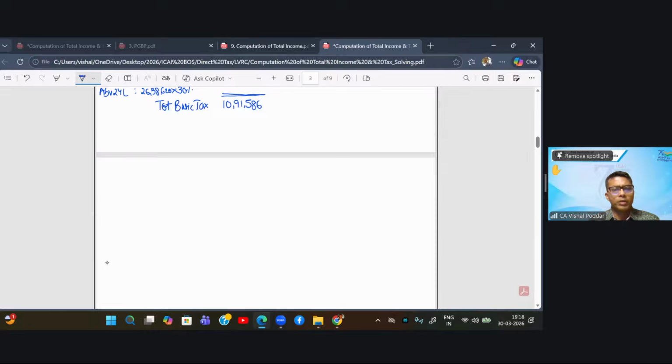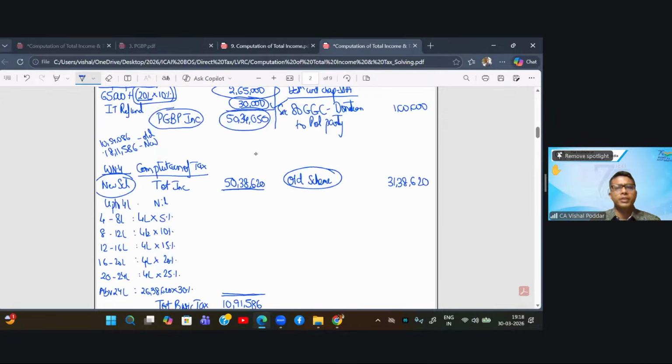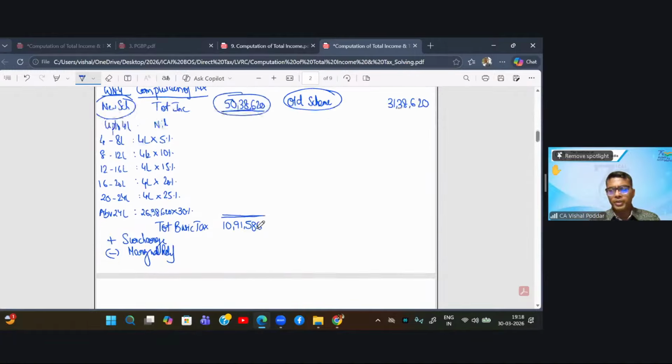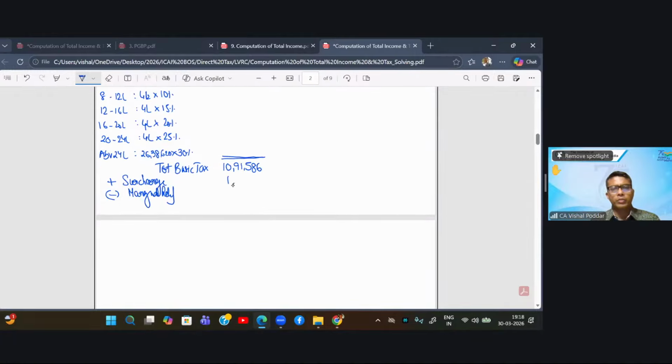Now, students, most important. To this, I have to add surcharge. And from this, I have to subtract marginal relief. Now, why is surcharge applicable? Because my income has exceeded 50 lakhs. So it is above 50, but below 1 CR. So we saw the surcharge rate for this is 10%, 10% of basic tax. So it will be 109,159.